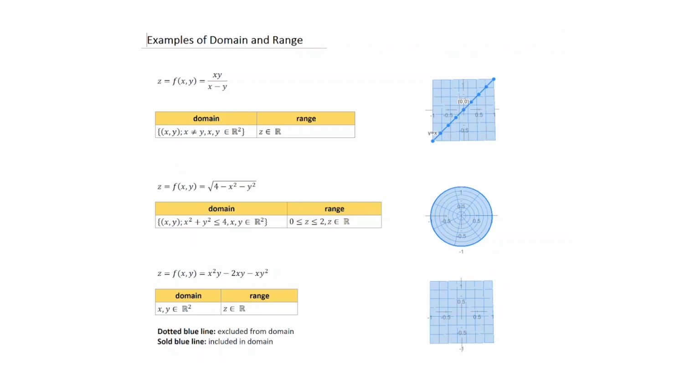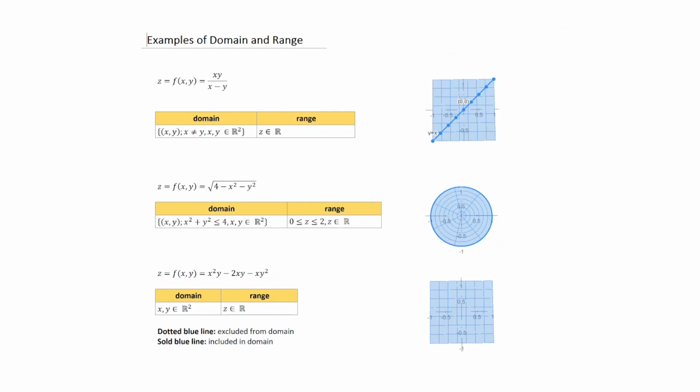In this case, you'll see it's a solid blue line, which means it's included in the domain. If I don't put a solid line there, it means you can go right up to the edge, but not include the edge. So it's in or it's out. Here, the domain is x squared plus y squared less than or equal to 4, which means every point inside the circle, including the boundary of the circle.